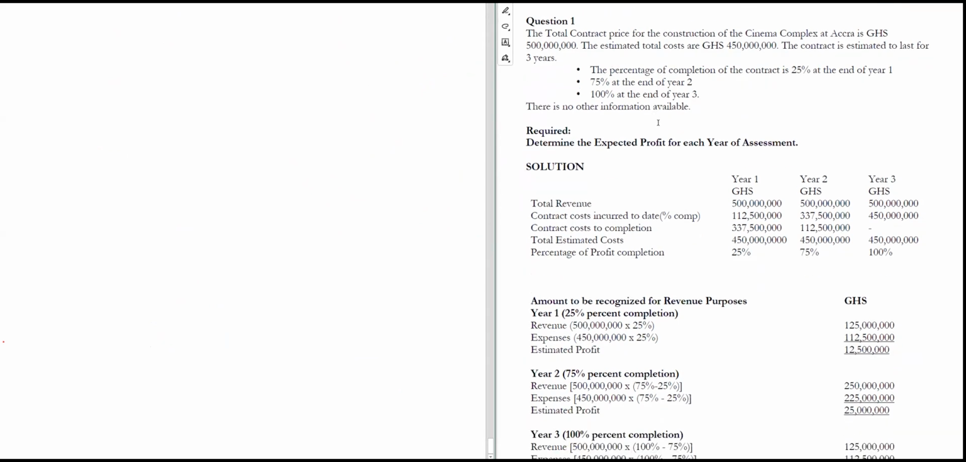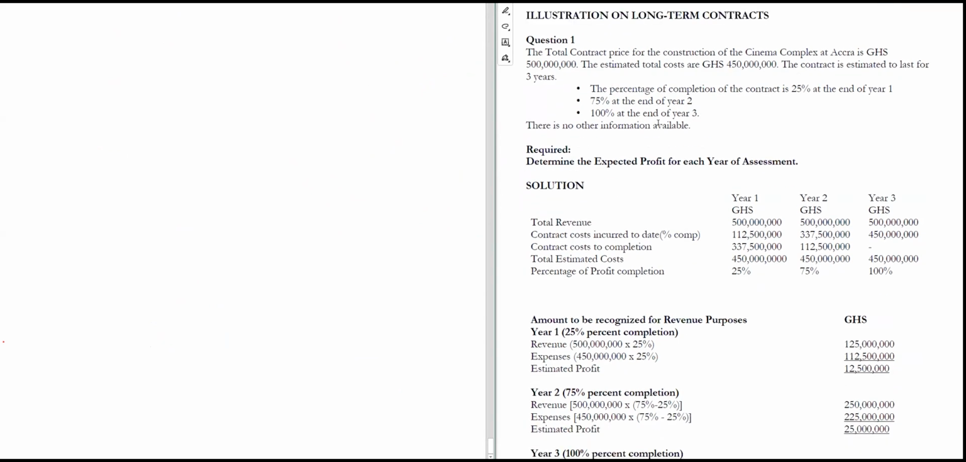Okay, so let's take a simple illustration. The total contract price for the construction of a cinema complex at Accra is 500 million, and the estimated total costs are 450 million. The contract is estimated to last for 3 years, okay? So the percentage of completion of the contract is 25% at the end of year 1, 75% at the end of year 2, and 100% at the end of year 3. They've even told us, right?